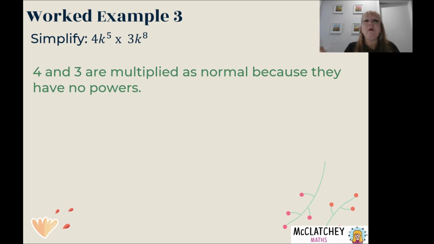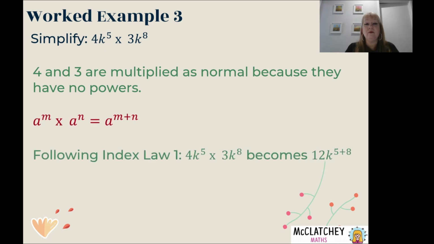You would remember when we multiplied, for example, 2a times 3a, it's simply 2 times the 3, smooshes on the front, and then the a's go on the end. Okay, so in this case, they're not powers, so it's just 4 times 3 makes 12. So let's apply index law 1 now to the rest of it. So this becomes 12, and then I've got the k, 5 plus the 8 in the power, which simply becomes 12 k to the power of 13.